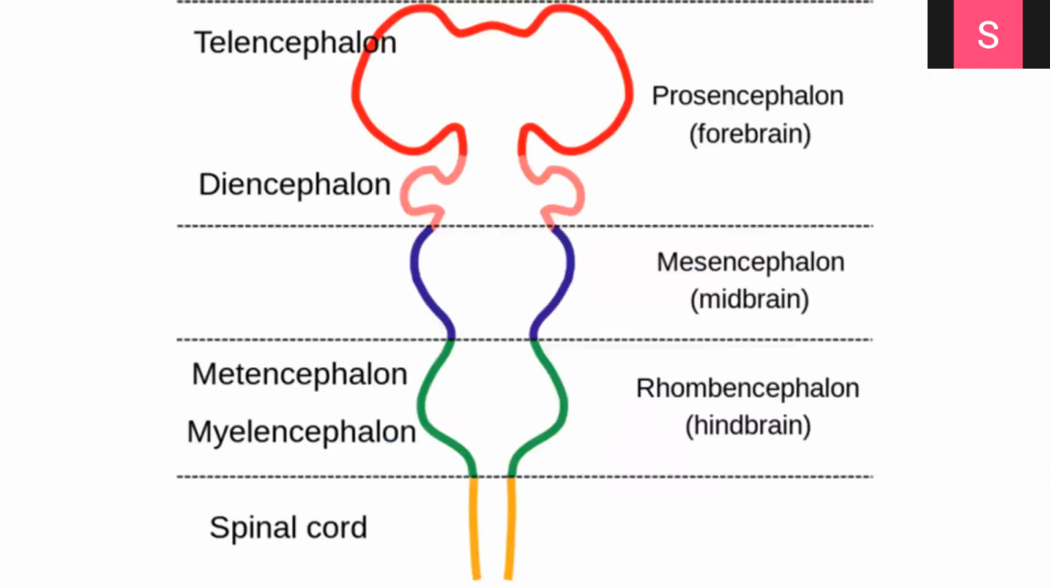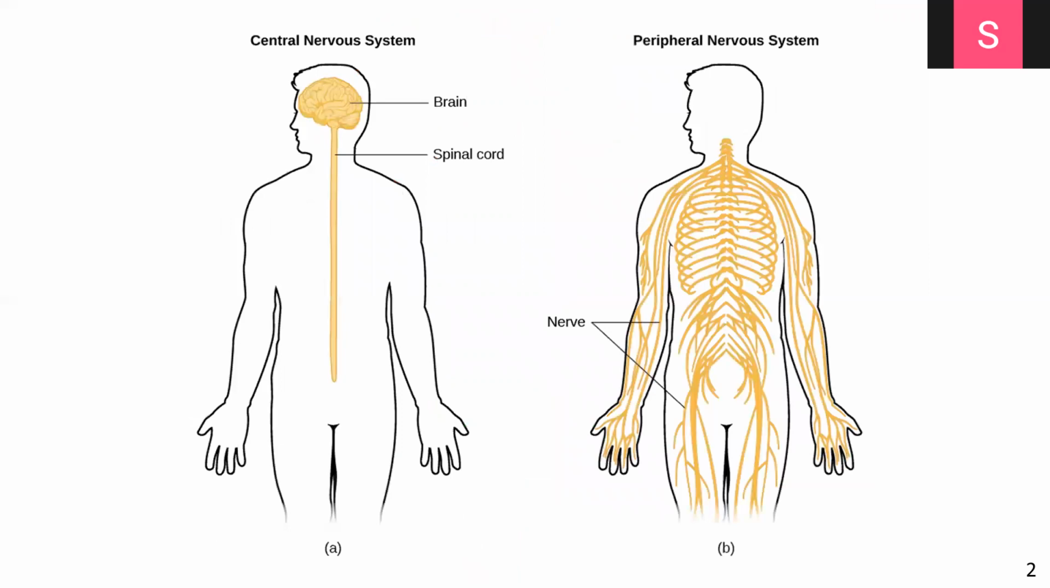The continued proliferation of the cells at the cephalic end causes the neural tube to dilate and form the 3 primary brain vesicles: the prosencephalon, the forebrain, the mesencephalon, the midbrain, and the rhombencephalon, the hindbrain, which later give rise to the structures of the brain. This was about development, and let's begin.